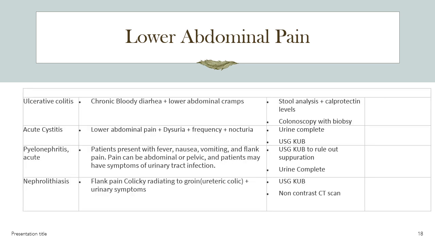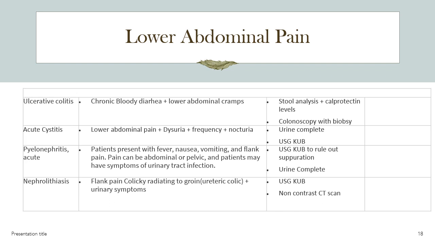Then after ruling out the pelvic causes, especially in females, consider ulcerative colitis if the patient has bloody diarrhea along with lower abdominal crampy pain. Go for stool analysis and calprotectin levels and order colonoscopy with biopsy in those patients.